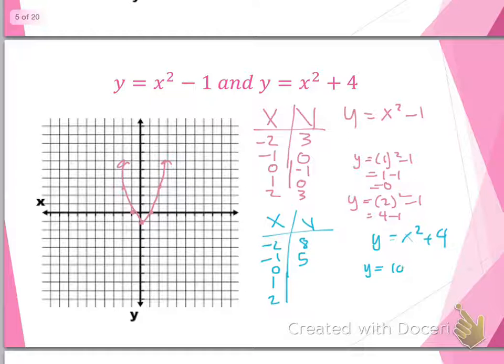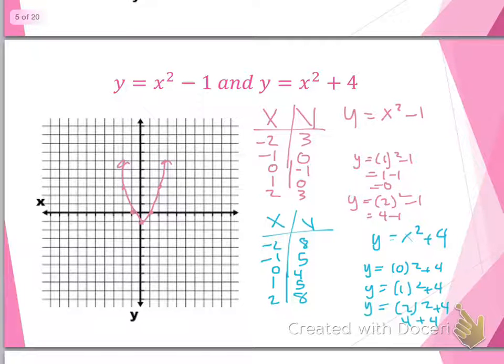So now we do 0. So 0 squared plus 4. 0 squared is 0. 0 plus 4 is 4. Y equals 1 squared plus 4. 1 squared is 1. 1 plus 4, we get 5. 2 squared. 2 squared is 4. 4 plus 4, we get 8. So I'm going to go left 2, up 8.